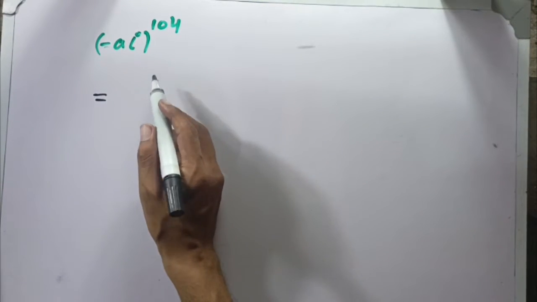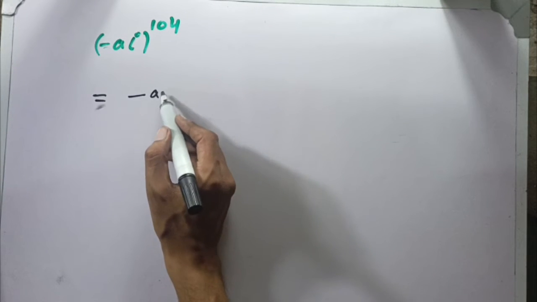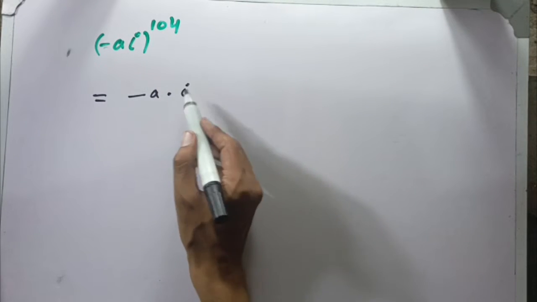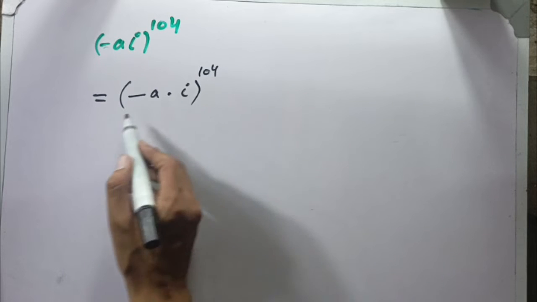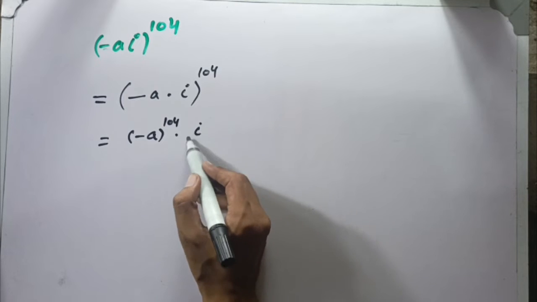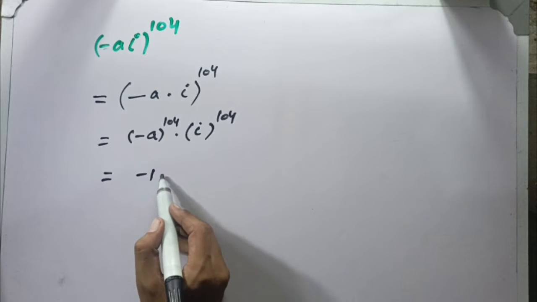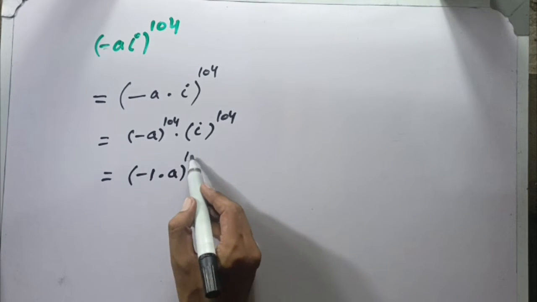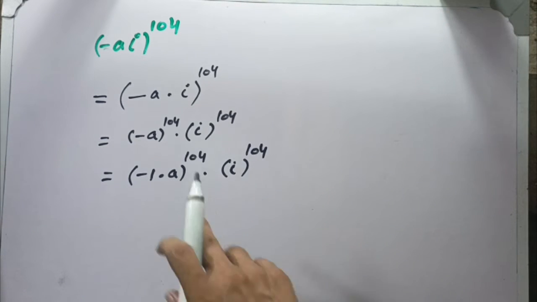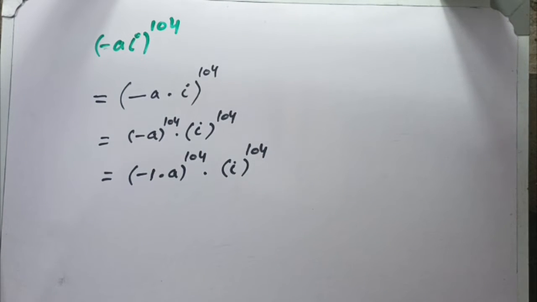As we know, this question can be solved by separating it and writing it as (minus a multiplied by iota) whole raised to power 104. It can also be written as minus a raised to power 104 multiplied by iota raised to power 104. This can also be written as (minus 1) multiplied by a raised to power 104 multiplied by iota raised to power 104. So it's very clear that we can write it as we have mentioned.